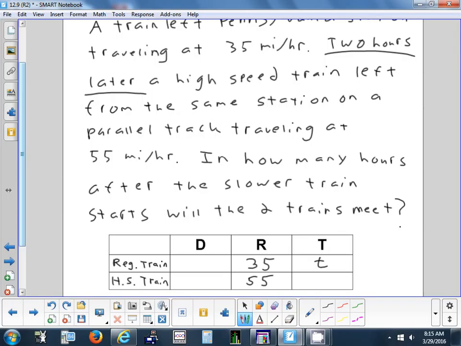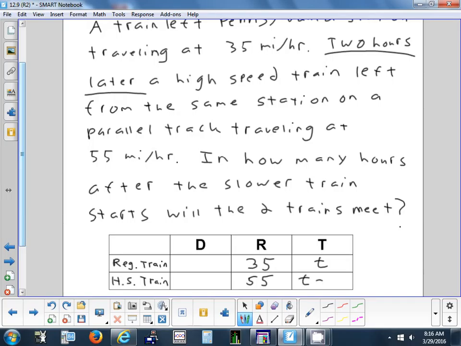But let's look at the high-speed train. It left 2 hours later. Right? Well, if you put 2T, that would mean the high-speed train traveled twice as long as the regular train. Which train is traveling longer? The regular train or the high-speed train? The regular one, because it left first. It's been traveling 2 hours longer. So what do you think for the high-speed train? Plus. I like the idea of minus, because minus means shorter. It is T minus 2.